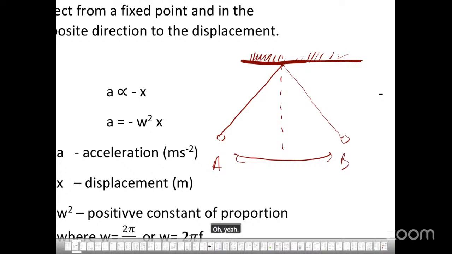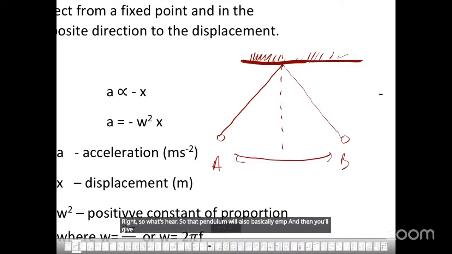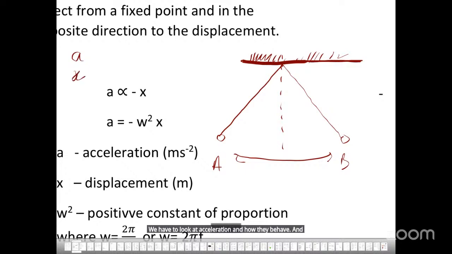Right, so watch here. That pendulum will oscillate between A and P. Everybody okay with that? In simple harmonic motion, we have to look at two quantities and how they behave: acceleration and displacement. Let's start firstly with displacement.